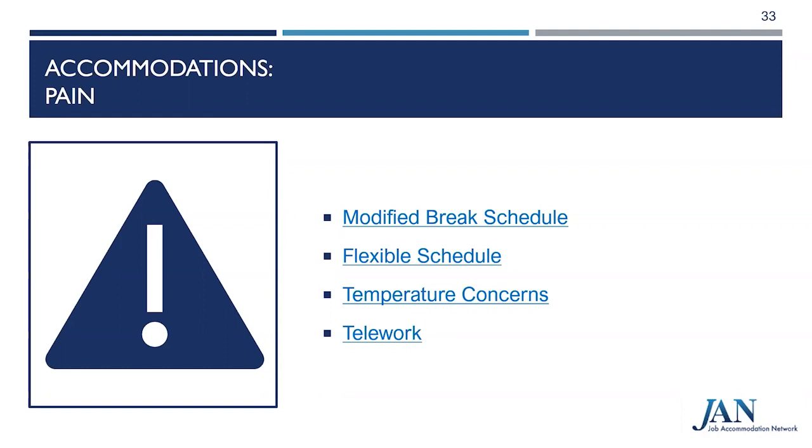A flexible schedule may be needed if the pain is less at certain times of the day. Is the pain worse in the morning when they get up, or does the pain get worse at the end of the day? Just making those schedule changes may be helpful. A workspace heater or heated gloves or clothing may be needed for cold temperatures that would aggravate the joints and increase the pain that the individual is having. Telework could also be an option to consider because it would allow the employee to have more flexibility with their temperature issues and their workstation setup. Next slide, please.